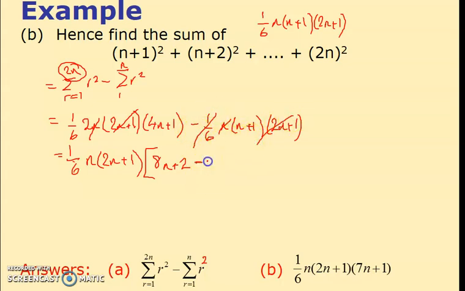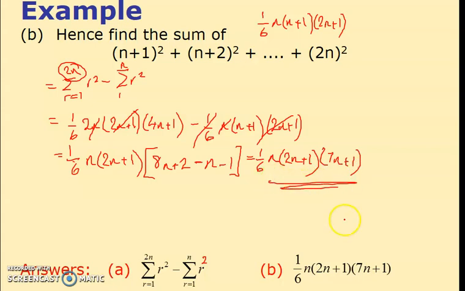I better be a bit careful. Minus the n and effectively minus a 1 as well. So this is a sixth of n, 2n plus 1. And what's this give me? This gives me 7n plus 1. Ah, that's lucky, because that's what it says. So all that is right.